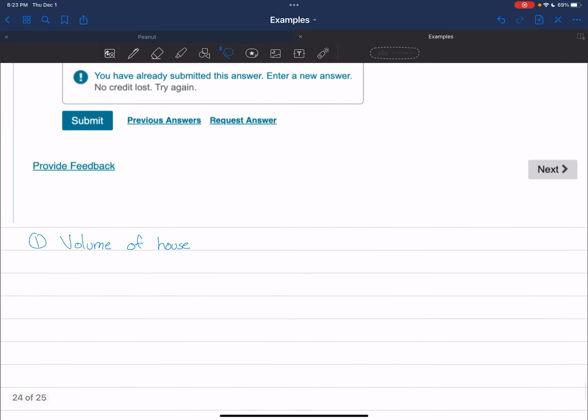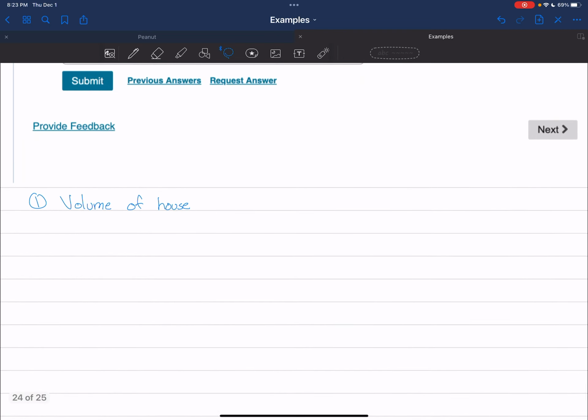All right, so first thing, let's do the volume of the house. Volume is length times width times height. It was 35.0 meters by 25 meters by 2.8 meters in this problem. So if we do that math, that volume looks like it's 2,450 meters cubed.